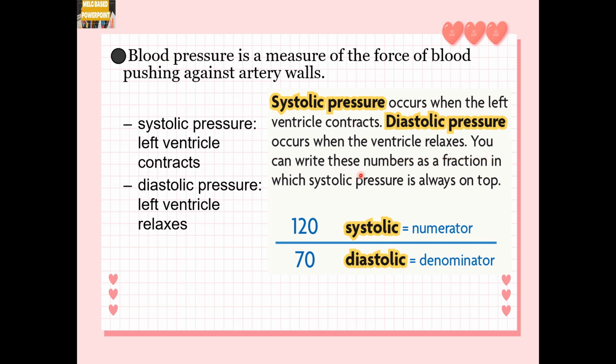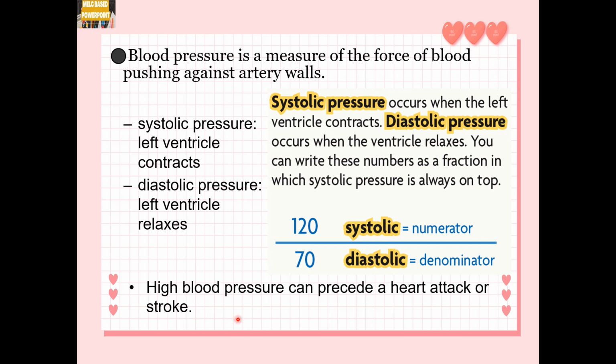You can write these numbers as a fraction in which systolic pressure is always on top. So here is an example: 120 over 70. The systolic is the numerator and the diastolic is the denominator. High blood pressure can precede a heart attack or stroke.